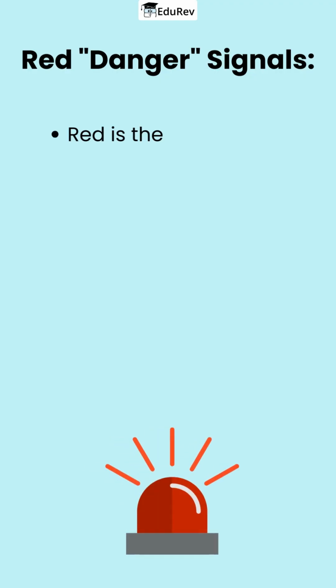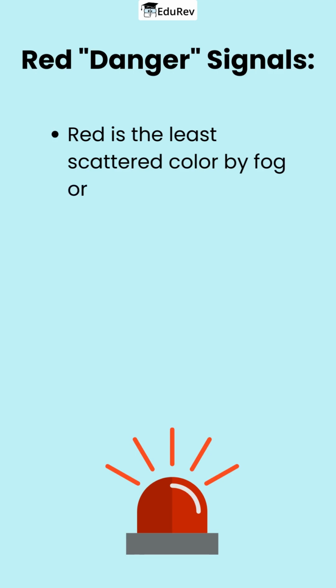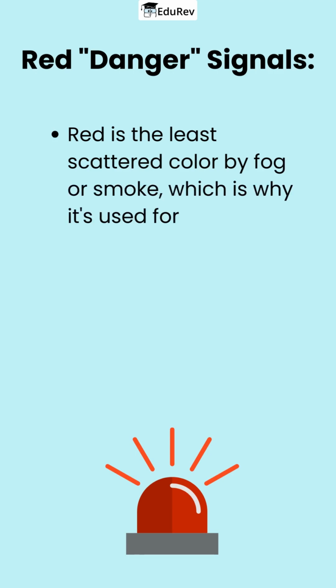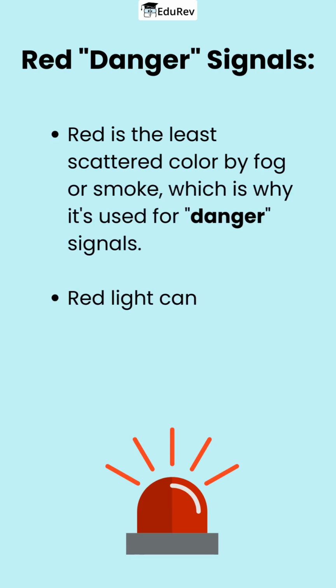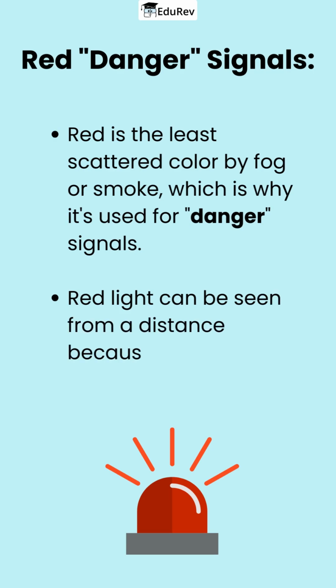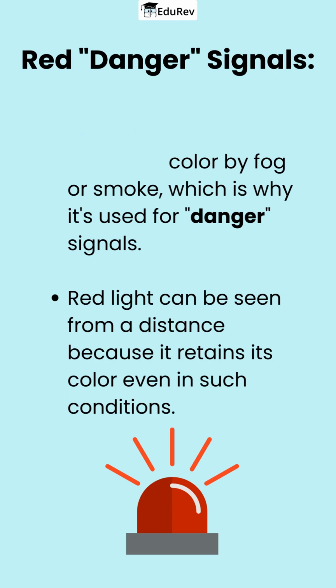Red danger signals. Red is the least scattered color by fog or smoke, which is why it's used for danger signals. Red light can be seen from a distance because it retains its color even in such conditions.